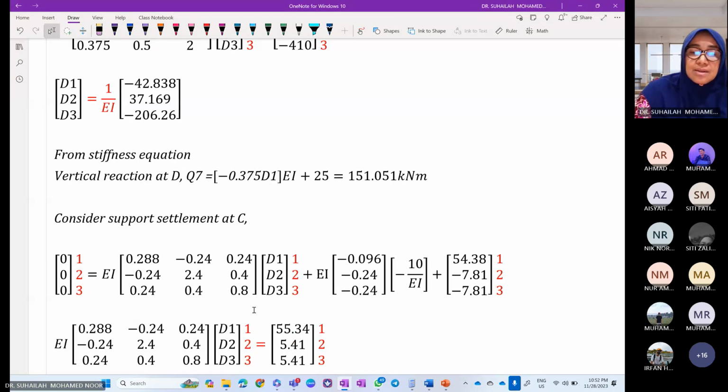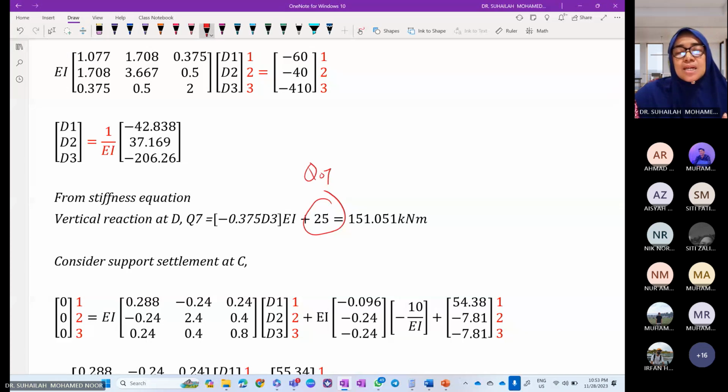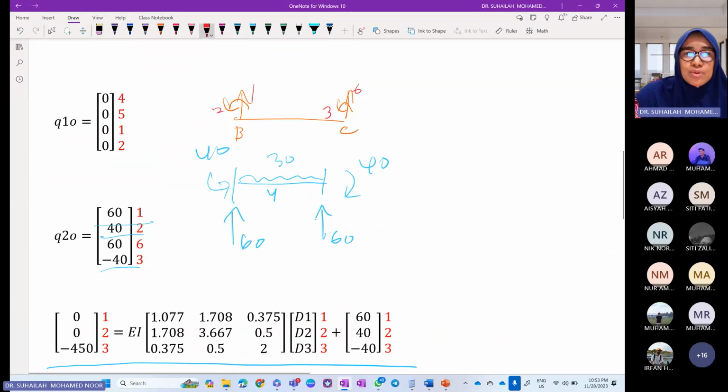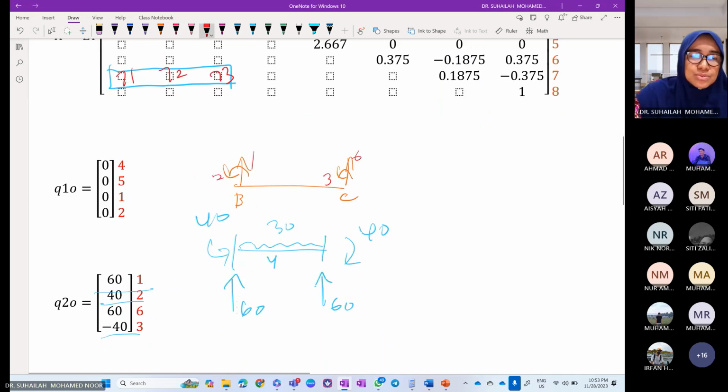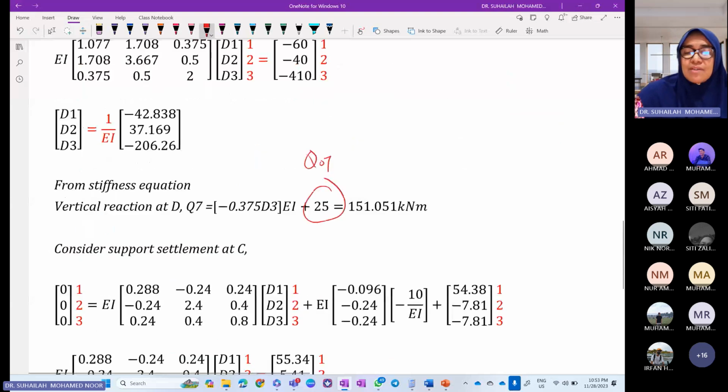Negative 0.375. D3. D3. EI. Because EI ni nanti akan cancel dengan EI ni. Akan cancel. Okay, yang ni apa dia? Yang ni adalah nilai Q not at position 7. Q not at position 7, value dia 0.